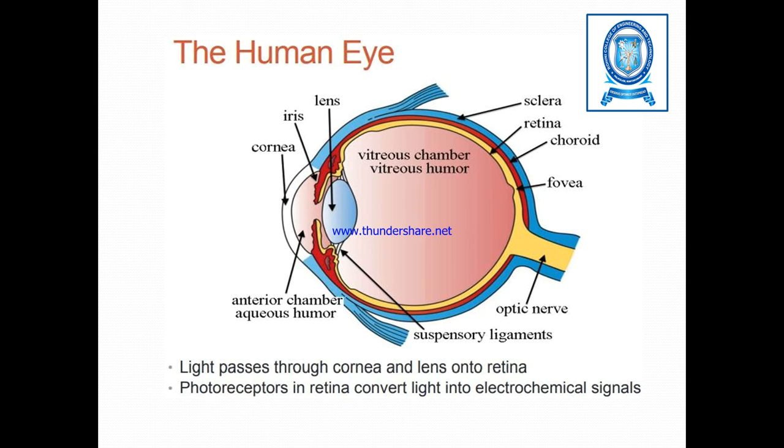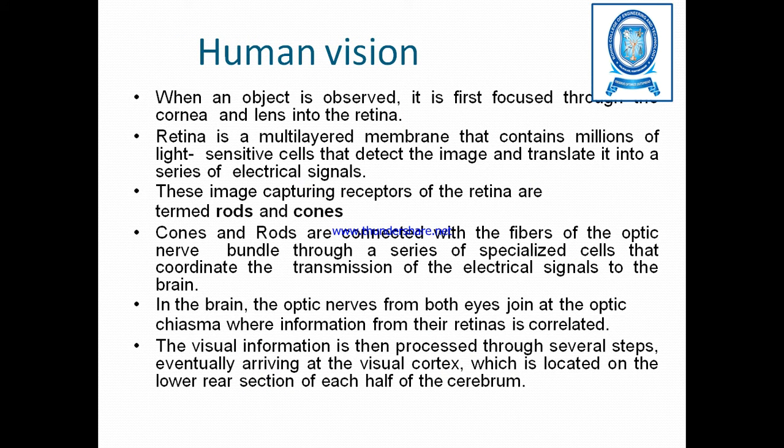The light passes through the cornea, which is the front part, and enters the retina area. The photoreceptors play a major role. Once the light is perceived in the human eye, it gets converted into electrochemical signals. So how does human vision operate? These rods and cones play a major role in the human eye.